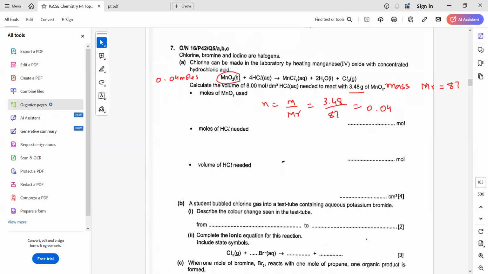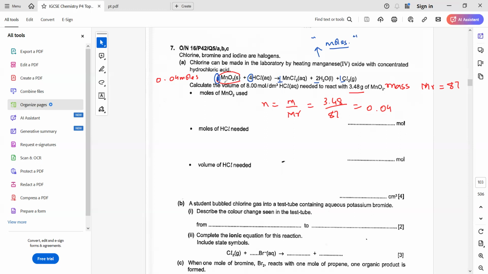Now, if you see this equation here, in this equation, for every 1 mole of MnO2, that is very important. I want you guys to pay close attention to this. For every 1 mole of MnO2, what we have is 4 moles of HCl, right? Remember, we talked about this. Whenever you see any numbers in the equation, they represent moles. So that's kind of a review. They're always moles. If there is no number, that means it's 1 mole. If 2 is written, that means it's 2 moles. So that means 4 moles of HCl.